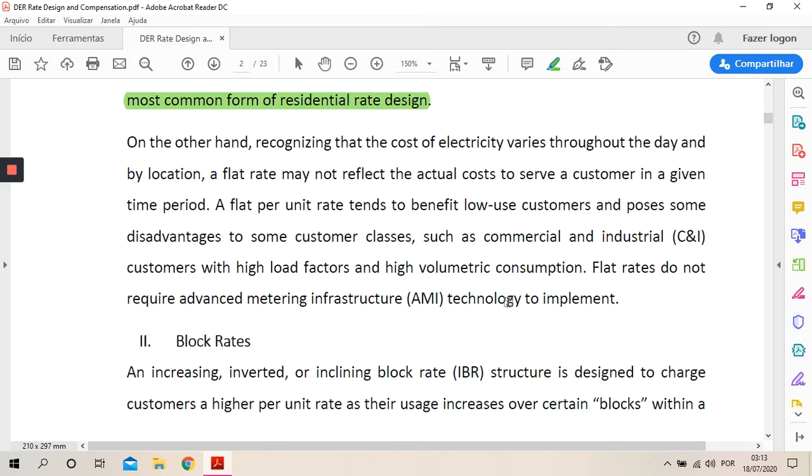Okay, one of the characteristics that is peculiar of flat rates is that they do not require a smart meter. We don't need smart meters if we are using flat rates. However, if we are going to use another kind of rate, then we are going to use an advanced metering infrastructure, also known as smart meter.